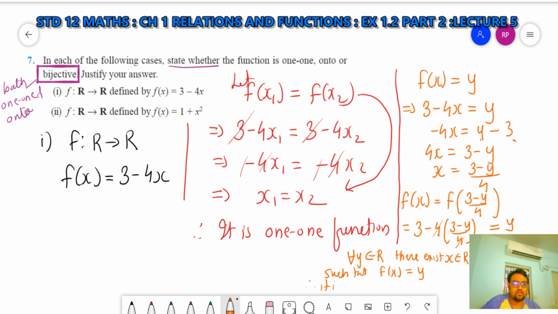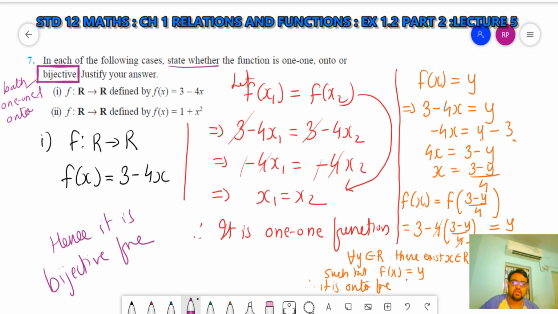Therefore, it is an onto function. Okay, and as it is onto, hence it is a bijective function. Why? Because it is 1-1 as well as onto function. So it is bijective. Clear? So this was the first part of question number 7. So just note it down.